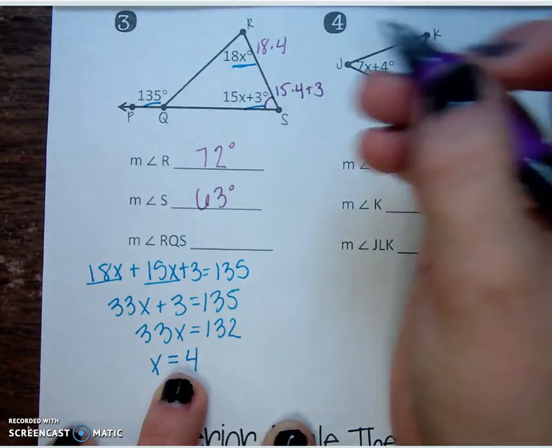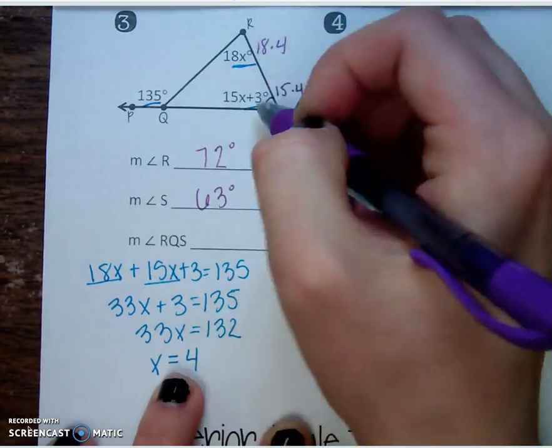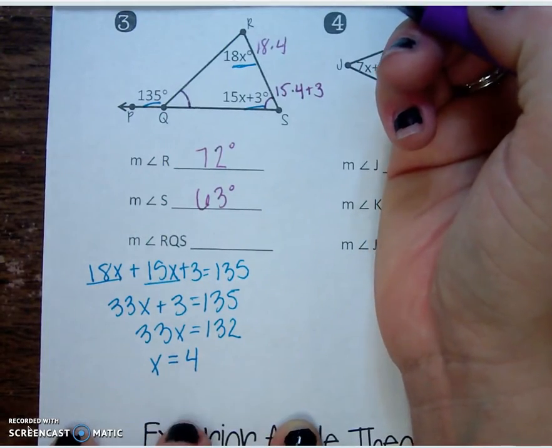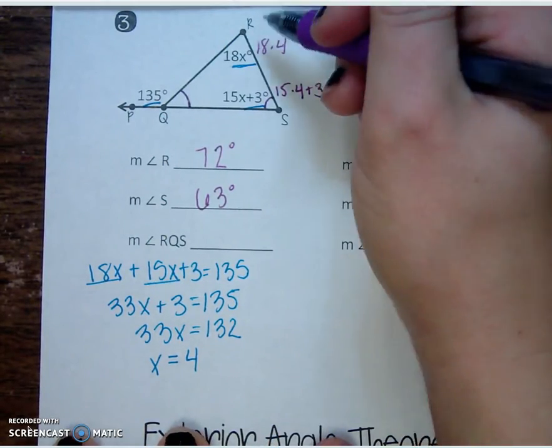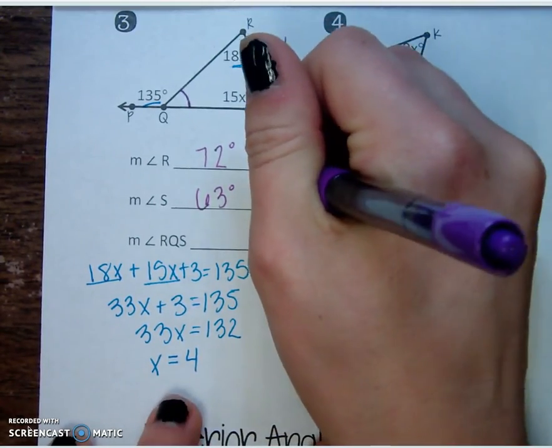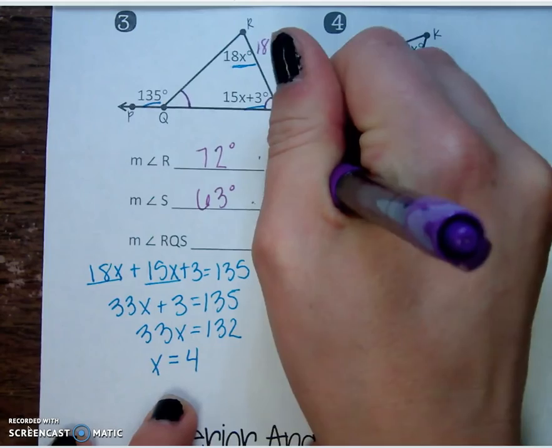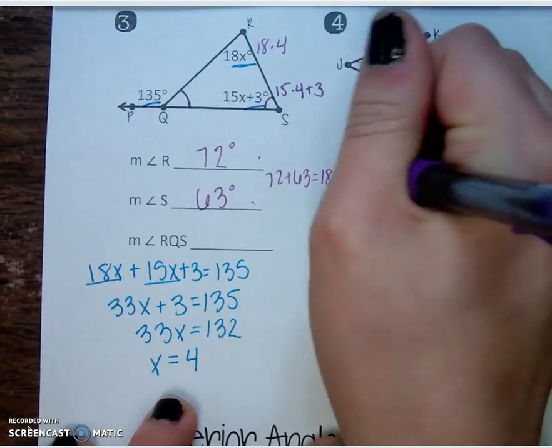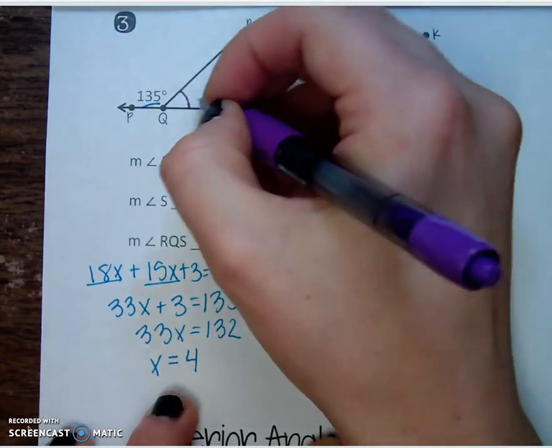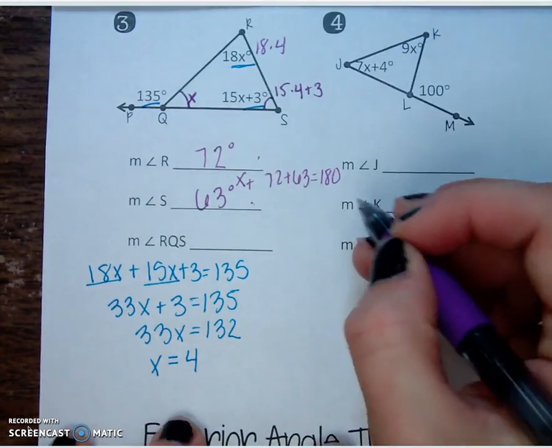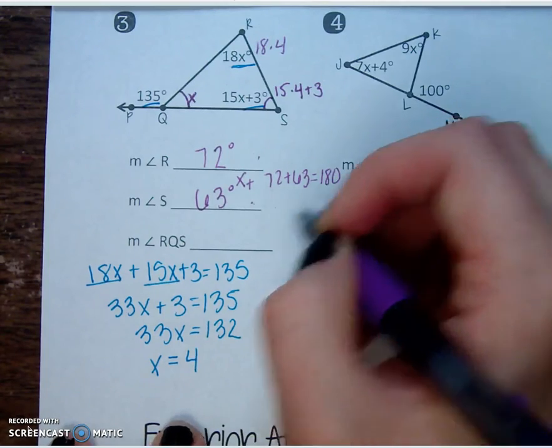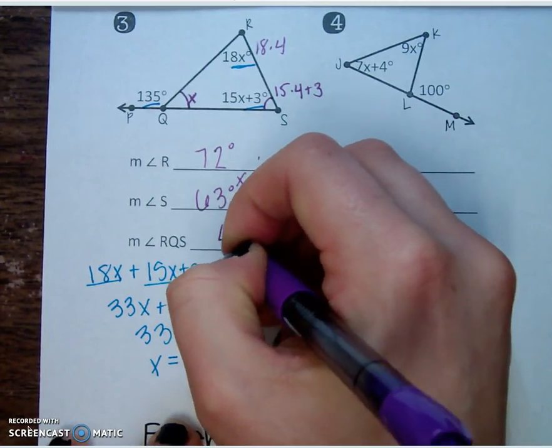And then angle RQS, so that's this angle here, I know that the sum of these two angles, I'm going to subtract it from 180. 72 plus 63, subtracted from 180, because this isn't my missing angle. All right, and I'm going to subtract 72 and 63 from 180 to get 45 degrees.